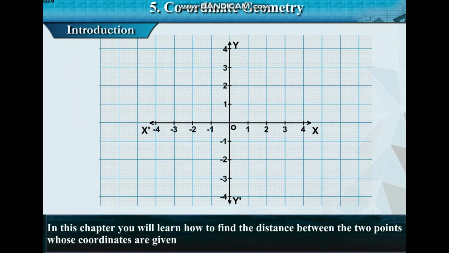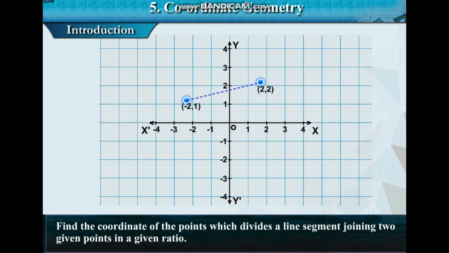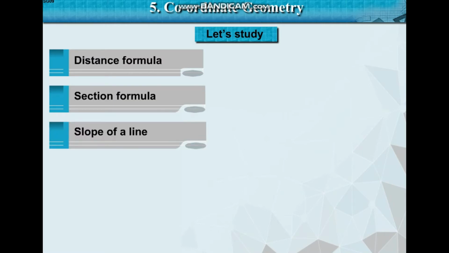In this chapter, you will learn how to find the distance between 2 points whose coordinates are given, and find the coordinates of the point which divides a line segment joining 2 given points in a given ratio. In this lesson, let's study distance formula, section formula, and slope of a line.